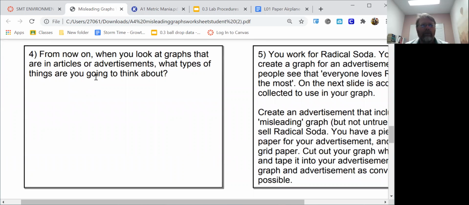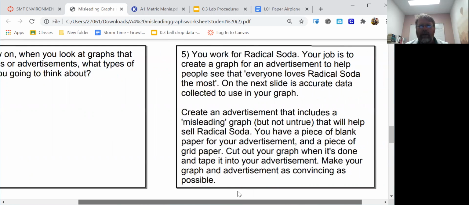Okay, so again, if we're looking at graphs, what types of things are you going to think about? Did they set the 0 on the graph? Did they include all the information? Did they set the scale equal for each piece?